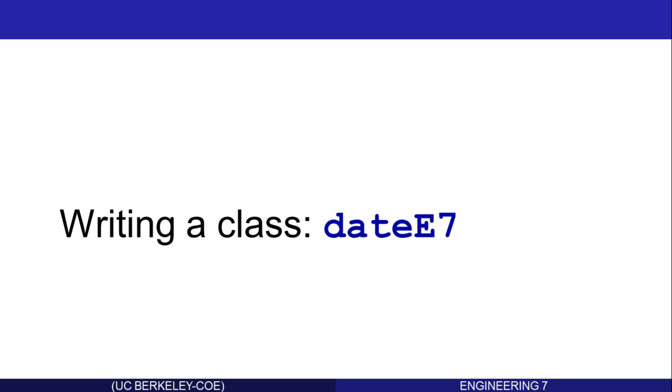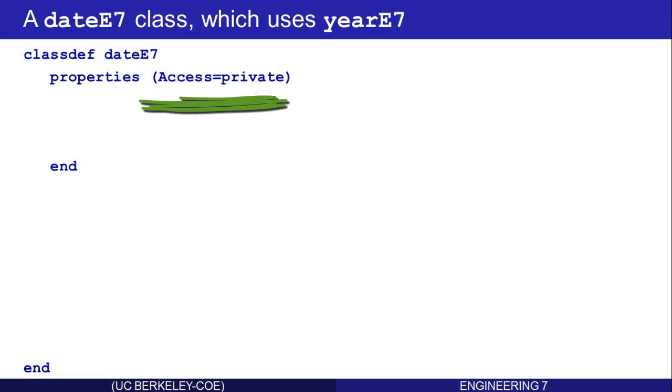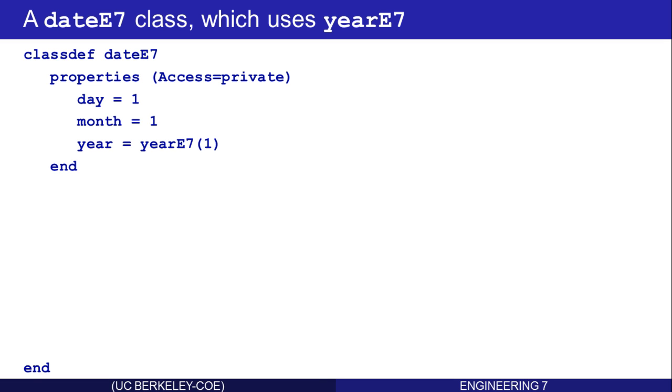Let's build on the year E7 class and write a date E7 class. We'll build up the class staff file in pieces. The properties will have their get and set access attribute set to private, so they'll only be accessible through the class methods. There'll be a property day, month, and year. Day and month will be integers, and year will be a year E7 object. The default value for this is January 1st in the year 1.